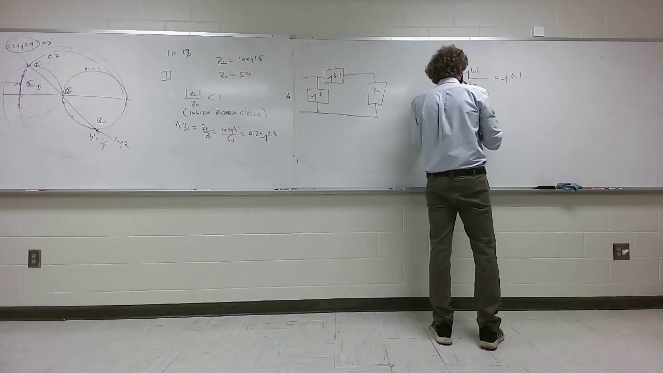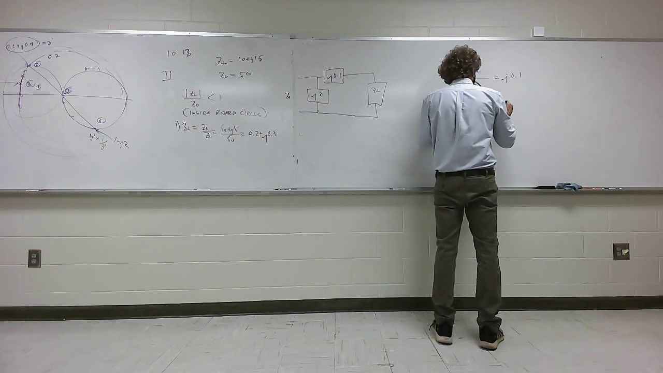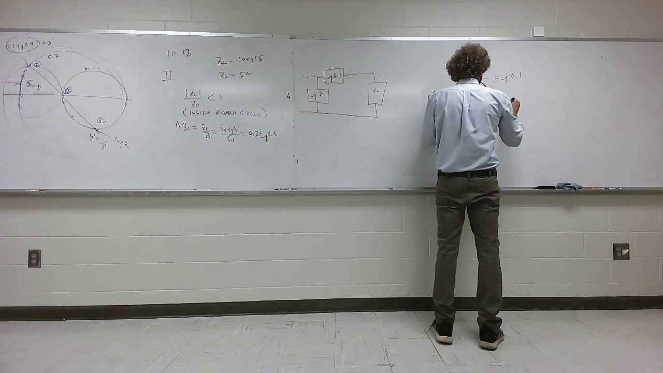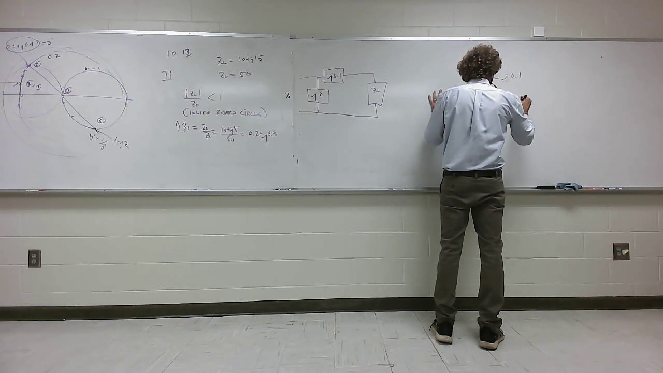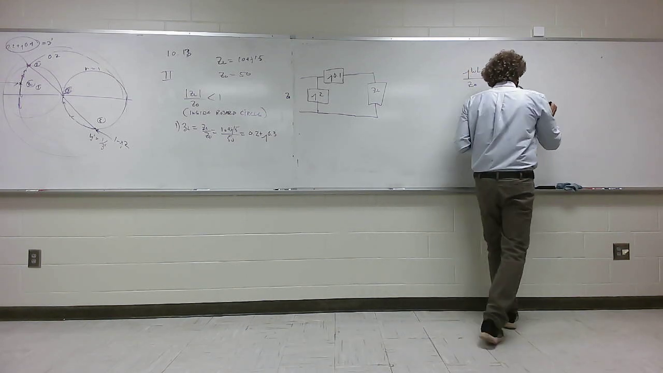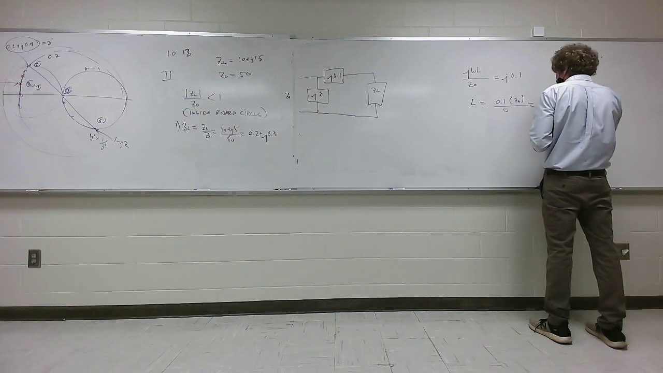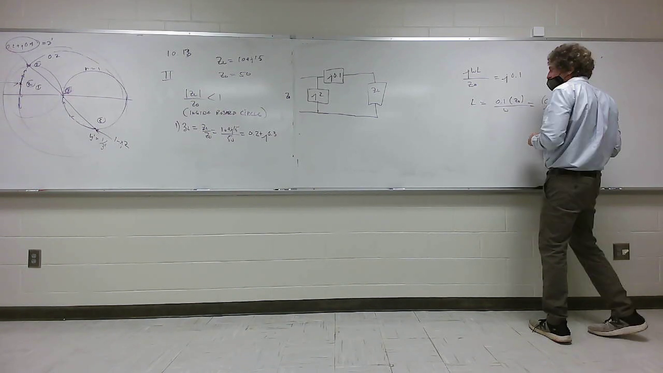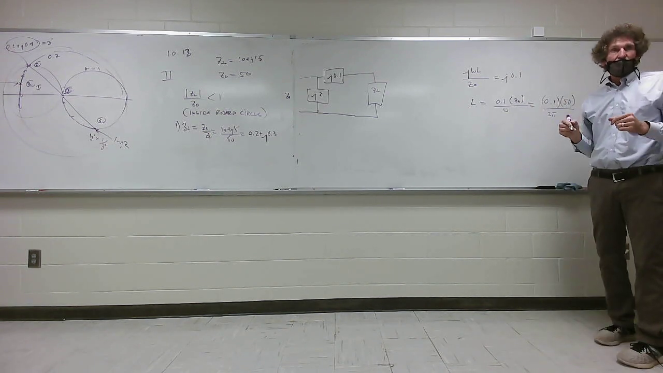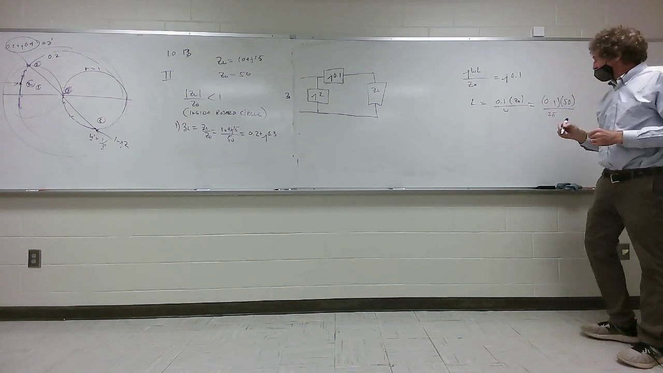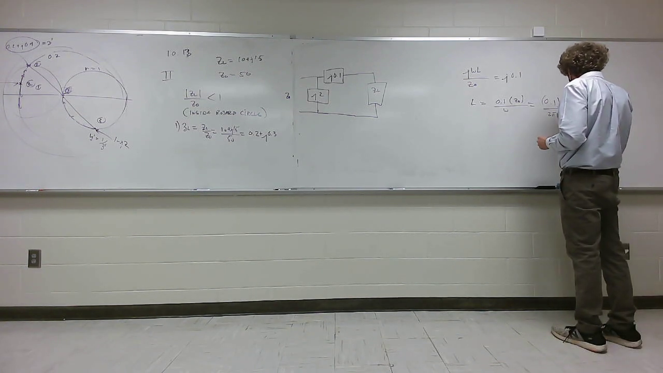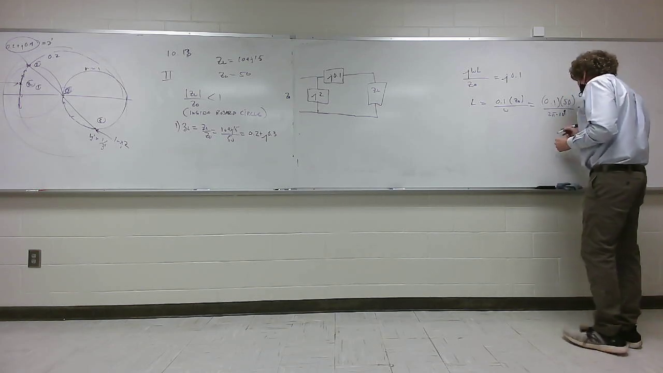You can forget the J's. L here is going to be 0.1, right? Times Z naught over omega, or 0.1 times 50 over 2 pi. What's the frequency for this one? 1 gigahertz. Is it still 1 gig? Times 10 to the 9. Can you give me what that value is?